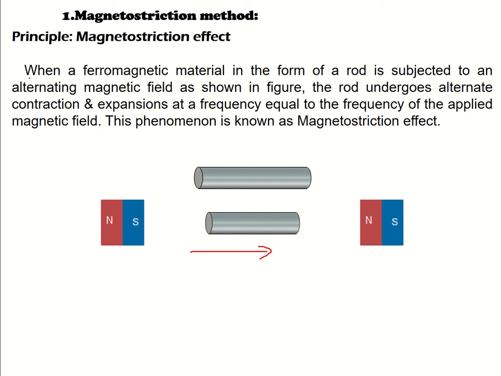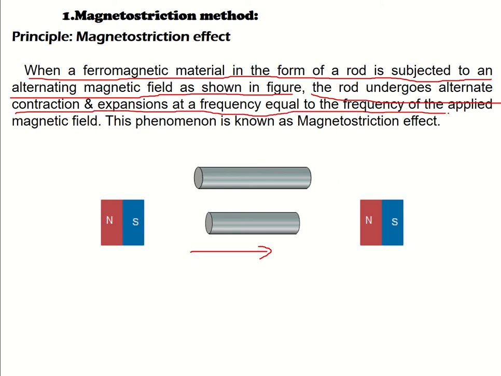So similarly, when a ferromagnetic material in the form of a rod is subjected to an alternating magnetic field, as shown in this figure, the rod undergoes alternating contraction and expansion at a frequency which is equal to the frequency of the applied magnetic field. This phenomenon is known as the magnetostriction effect. So this is the principle. On this principle, the magnetostriction device works.